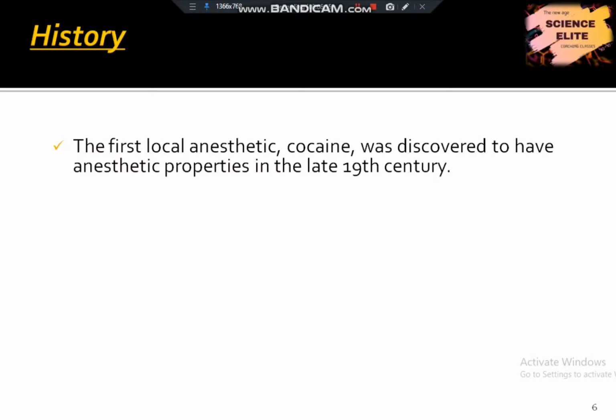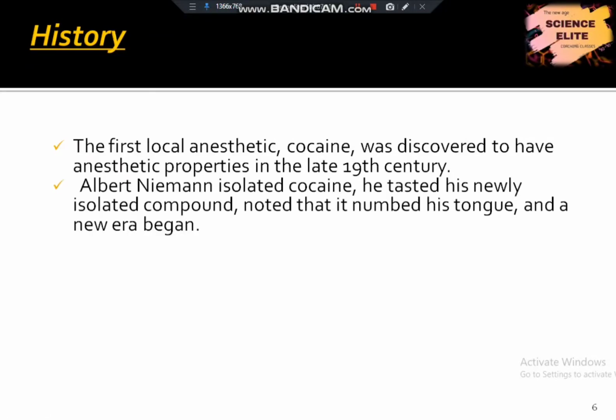The first local anesthetic, cocaine, was discovered to have anesthetic properties in the late 19th century. That means cocaine was already being discovered and used in that time. Next, Albert Niemann isolated cocaine. He tasted his newly isolated compound, noted that it numbed the tongue, and from there the new era began.